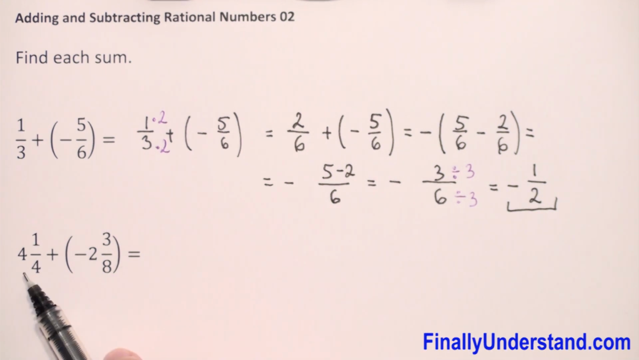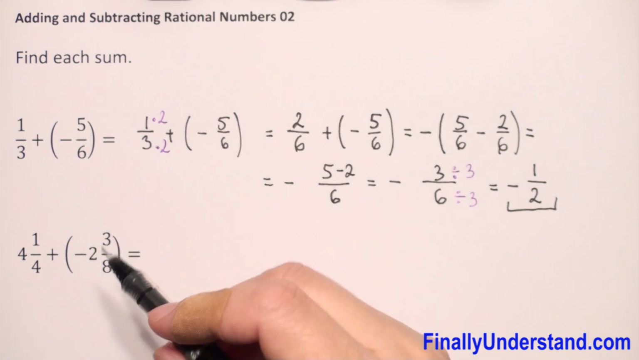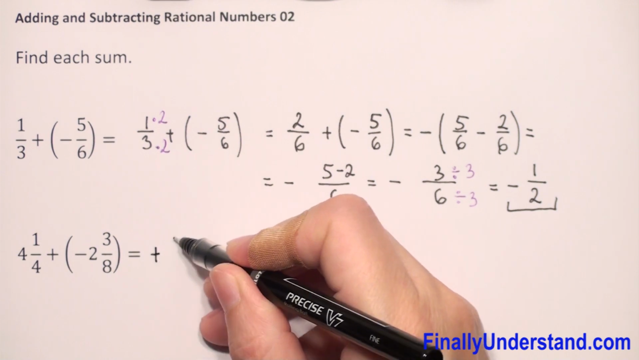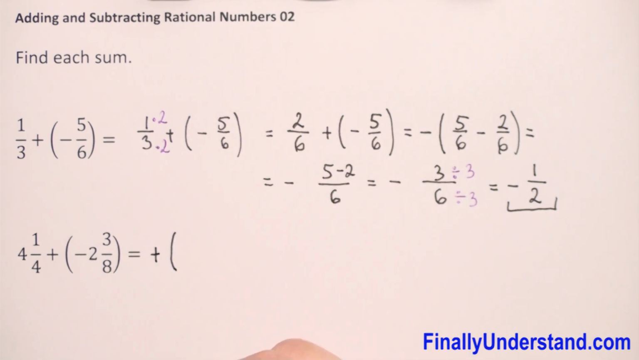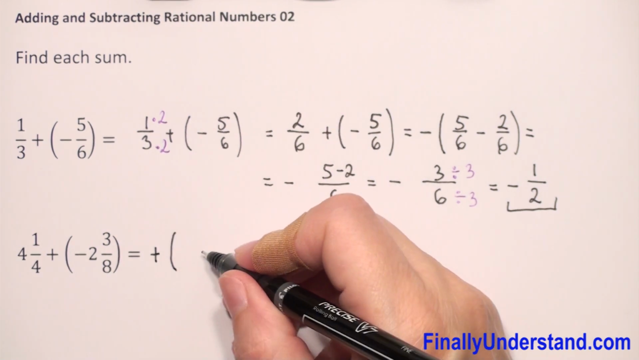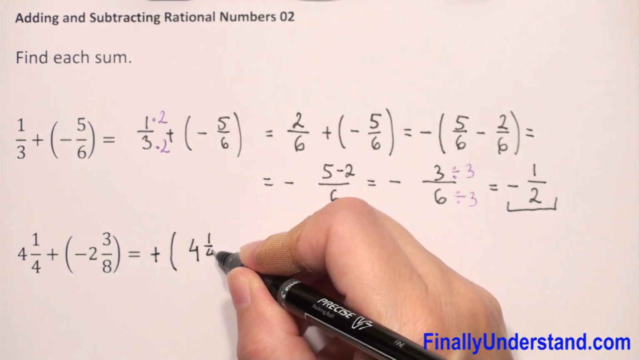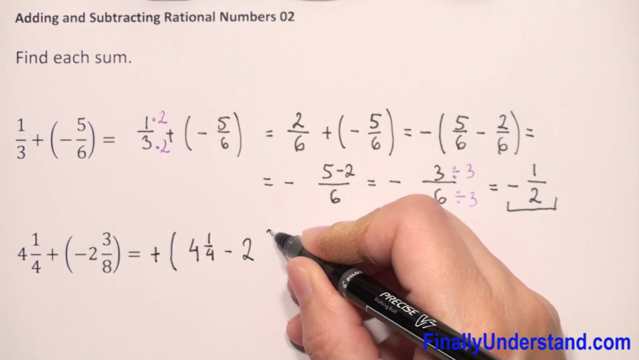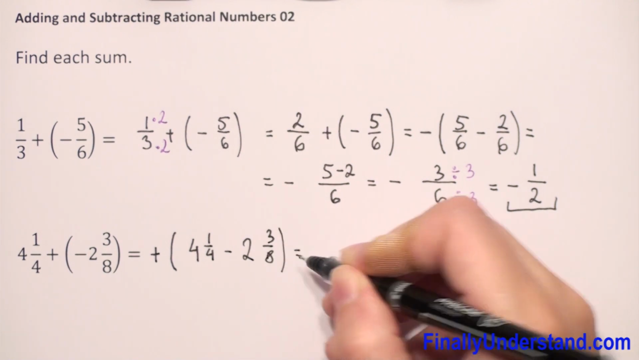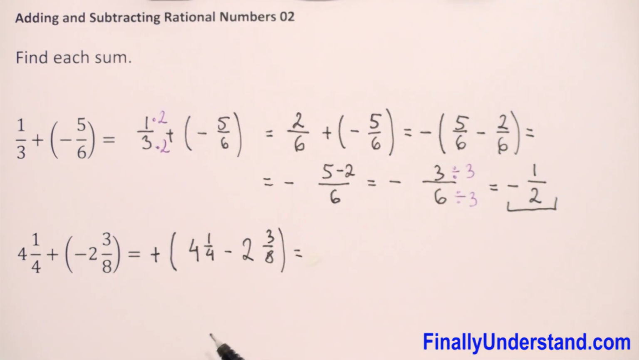So before 4, we don't have any sign. It means we have positive. Always when we don't have any sign, it means that this number is positive. So we write a positive sign, and in parentheses we subtract the smaller from the greater number. So we have 4 and 1/4 minus 2 and 3/8. This is equal. And the positive sign we don't have to write. And now we have subtraction of two mixed numbers.